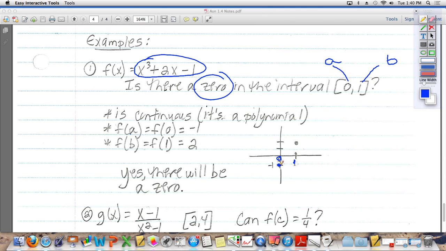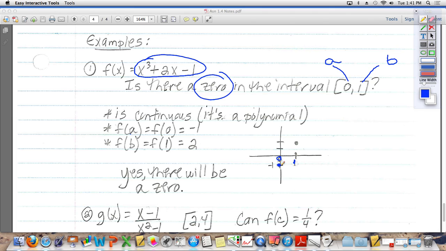If it's not dark enough in your notes, make it dark in your notes right now. Now what I need to do is figure out what is the value of the other end of the polynomial of the interval that we're talking about. So I put a 1 in there. So I'm figuring out what is the value of that polynomial when I replace x with 1.